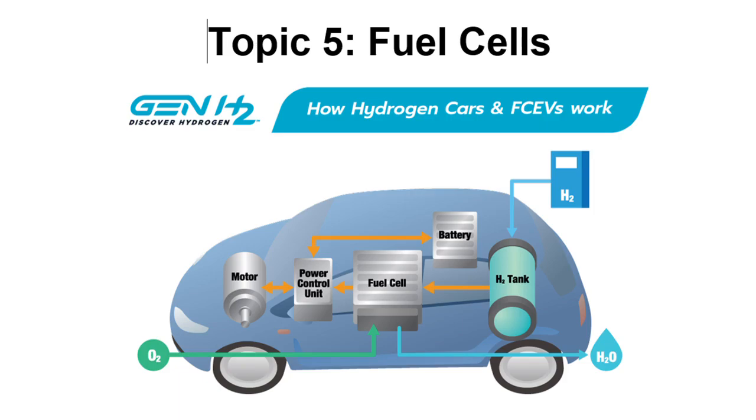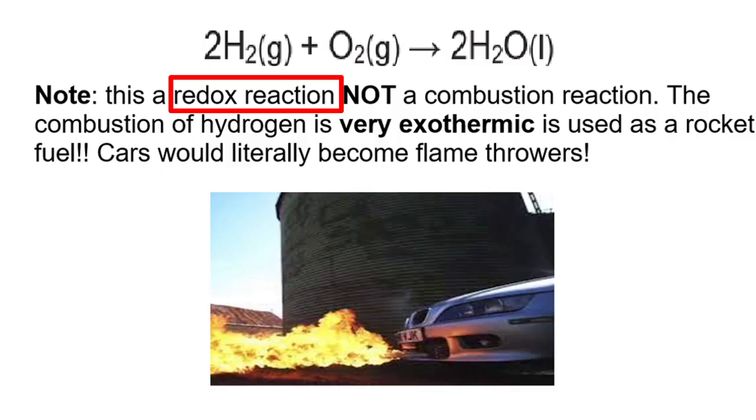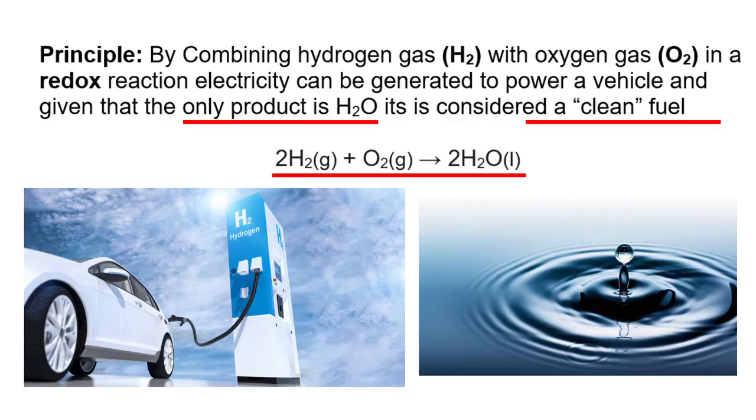Topic 5, fuel cells. Okay, how do they work? First of all, it is hydrogen reacting with oxygen to form water. It is not a combustion reaction. It's not rocket fuel, or basically cars would be flamethrowers. It's a redox reaction. By combining hydrogen gas with oxygen, okay, you produce water, and since the only product is water, it's considered a clean fuel, although, as we're about to see, there are some catches to that.